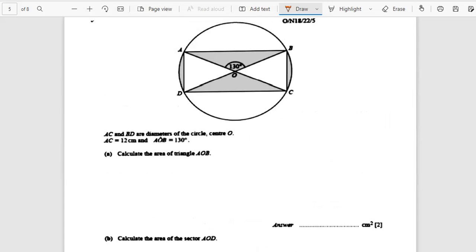Let's talk about the very first past paper. So it says AC and BD are the diameters of the circle. So that is obvious. This is the center, that is O, and AC and BD are going through the center and they are touching 2 points of the circumference. That is how we define the diameter. AC is 12 centimeters. So AC is 12. I'll just write that down. And AOB is 130.